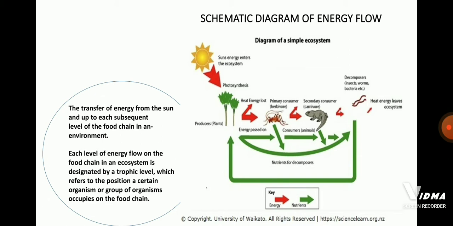In this schematic diagram of energy flow, one can see easily the sun energy which enters the ecosystem, and the red arrows are for the energy flow, as well as the green arrows will designate the flow of nutrients. So, the producers which are here, the green plants, then you can always see the primary consumers which are the herbivores, then secondary consumers such as the lizards, etc. Apart from that, you can always see the position of decomposers such as insects, worms, bacteria, etc.